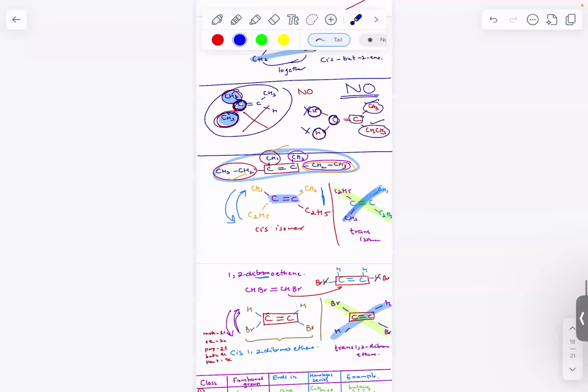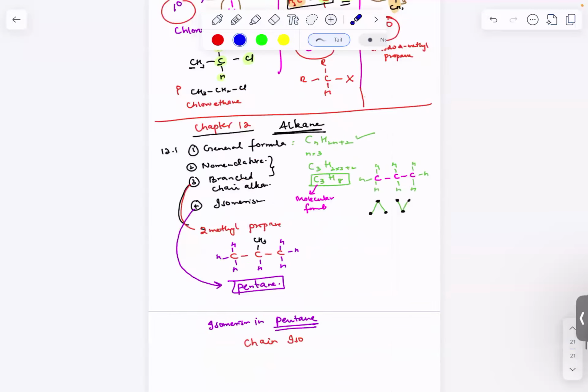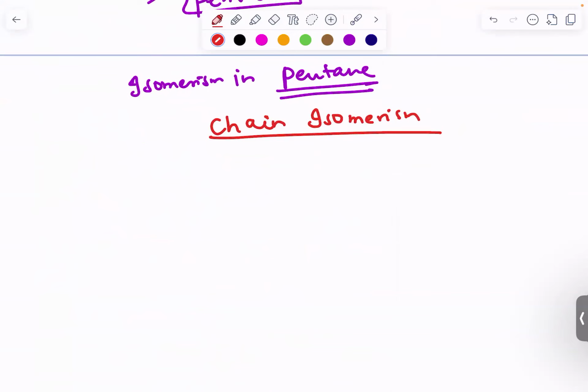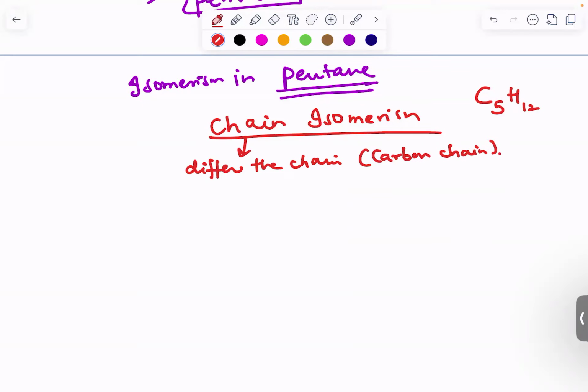Yeah. So here it is. Isomerism in pentane, chain isomerism. So can you help me in drawing? As far as pentane is concerned, C5H12 is the molecular formula. Now, chain means you need to differ the chain. So which chain? Carbon chain. So Betty, can you start off with the simplest one, like an example of chain isomerism for pentane?